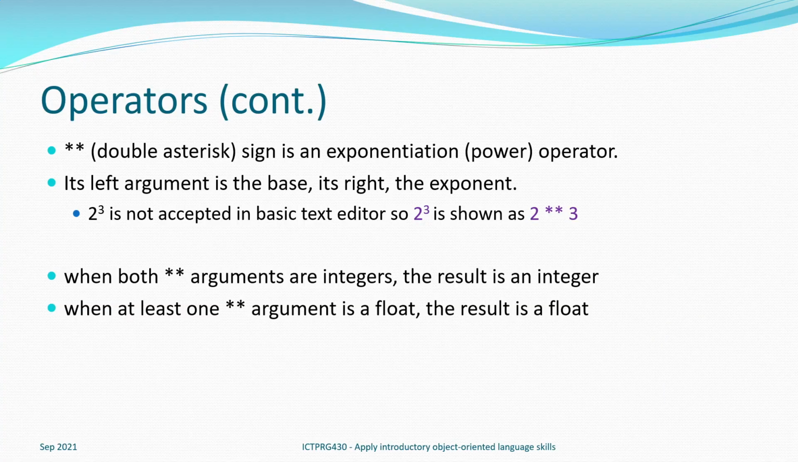Okay, so good old to the power. So 2 to the power 3 will be shown as 2 double asterisk 3. So the number in front of the double asterisk is the base number that we're going to apply the power to. The number after the double asterisk is the power of. Now, if you are using integers, the result will be an integer. If you have a float in one of these, the result will return as a float.